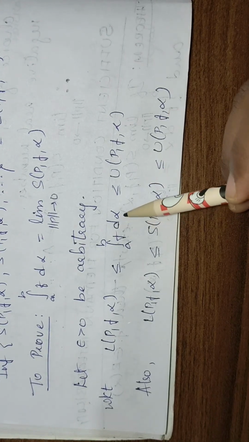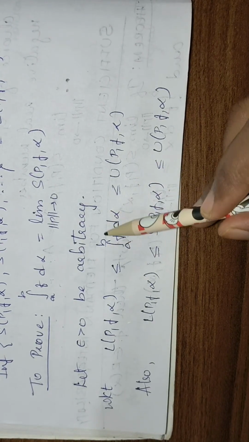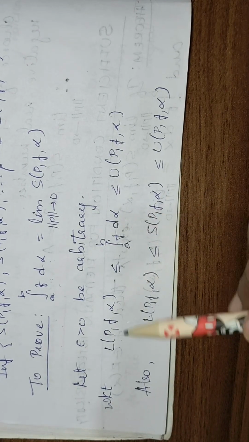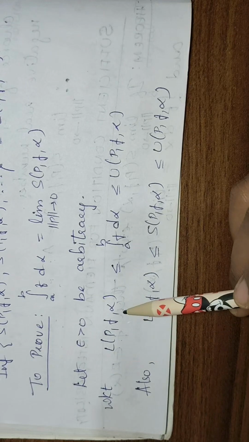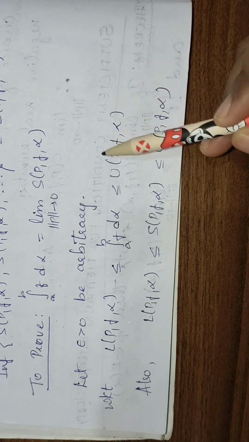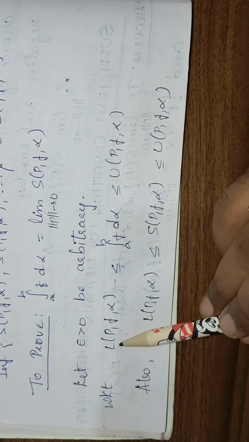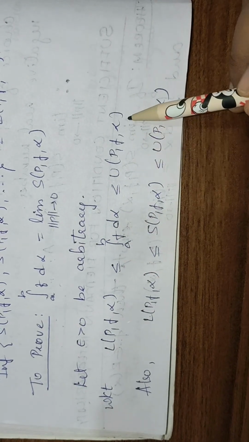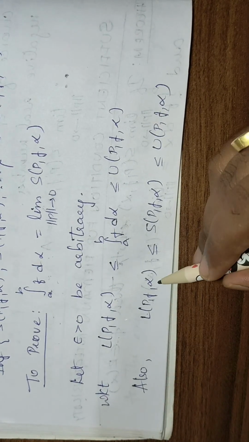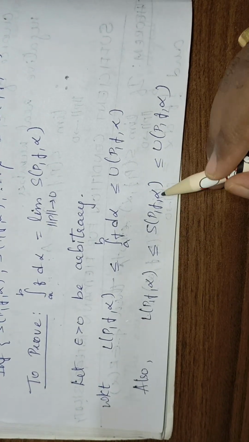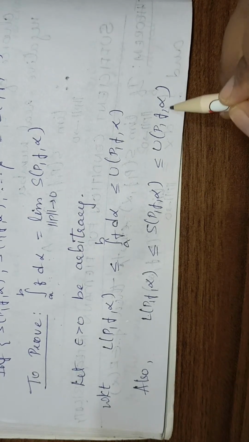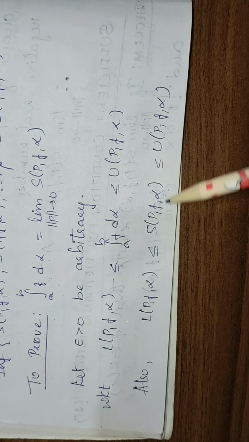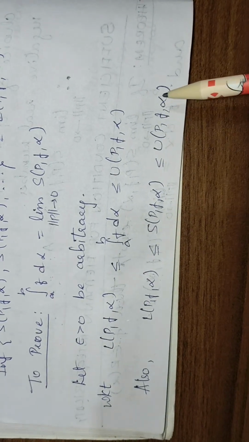Why is this? See here, we know that if f is Riemann Stieltjes integrable, then this is equal to its upper integral as well as lower integral. And we know that this is greater than or equal to the lower integral and this is less than or equal to the upper integral. We have L of P comma f comma alpha less than or equal to integral a to b f d alpha less than or equal to U of P comma f comma alpha. Also, we know that L of P comma f comma alpha less than or equal to S of P comma f comma alpha less than or equal to U of P comma f comma alpha. So we know that this is lying between these two and also this sum is lying between these two.